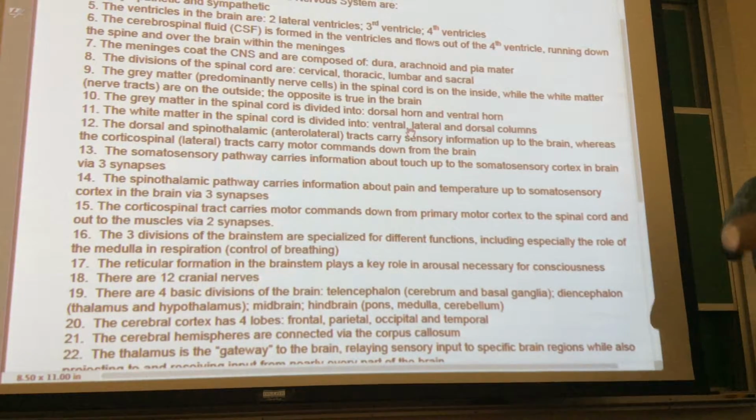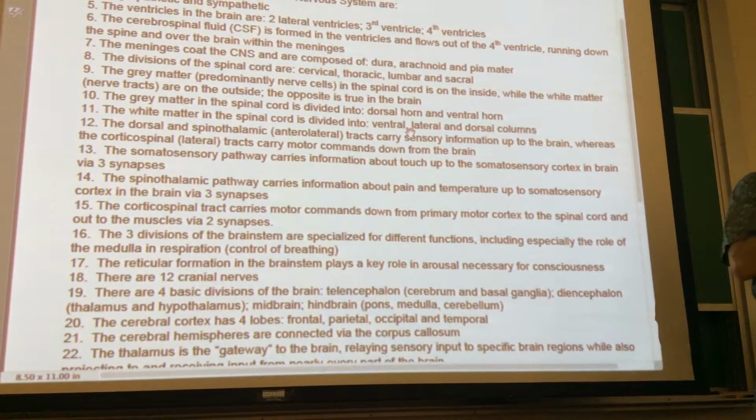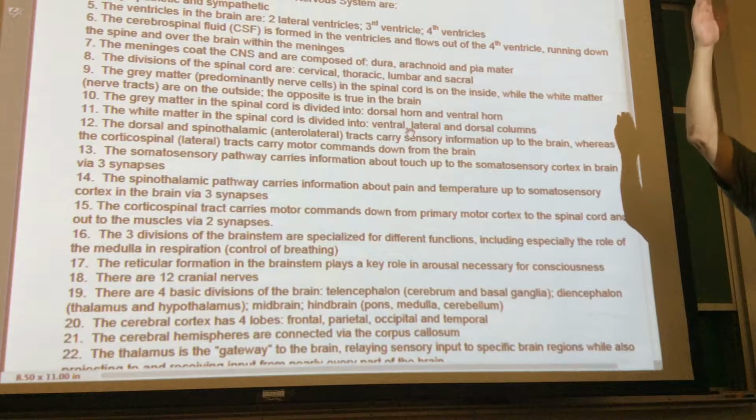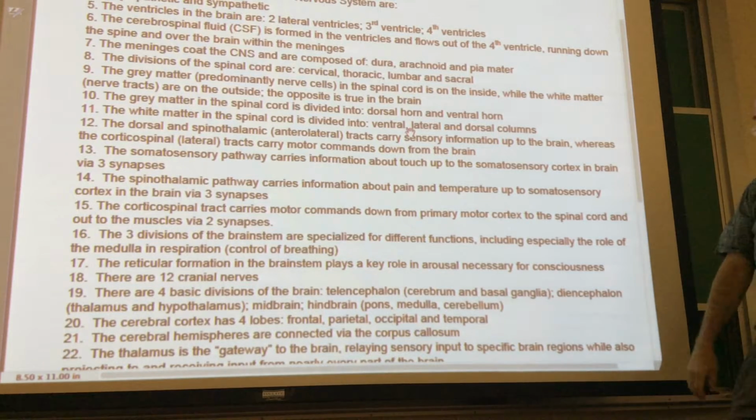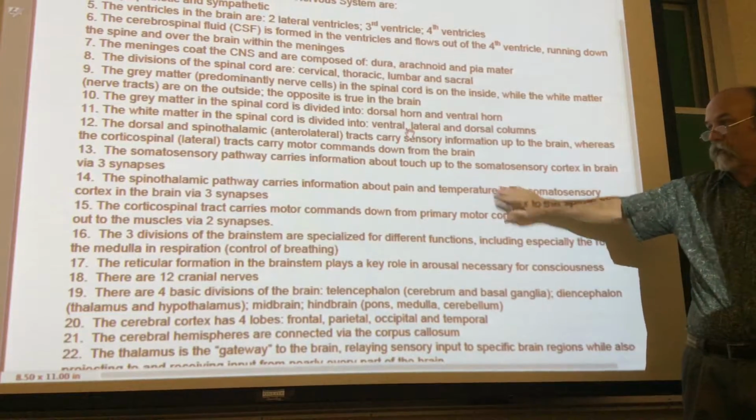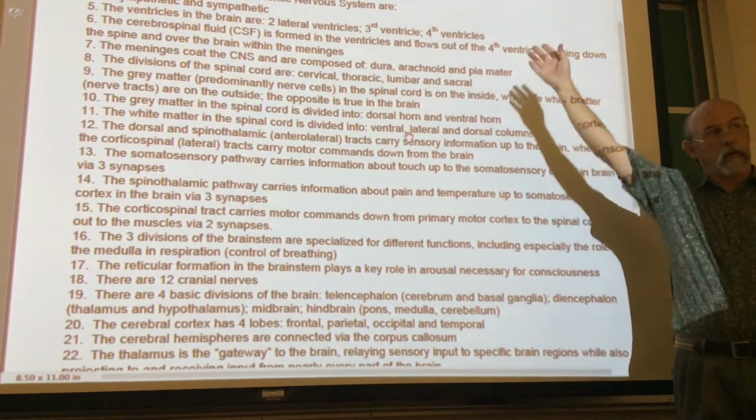Same for spinothalamic. Comes in, makes a synapse though, right? In the dorsal horn of the gray matter. Then what does it do? That's the spino part. Crosses, goes up to the thalamus. Thalamus up to somatosensory cortex. Still 3. Okay, so 3, and then corticospinal, starting in the cortex going down.